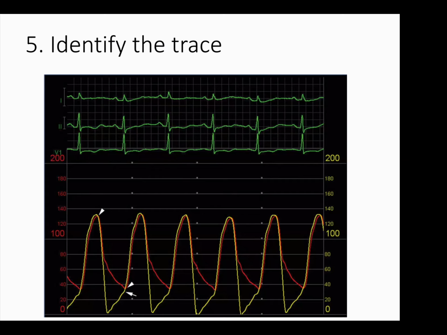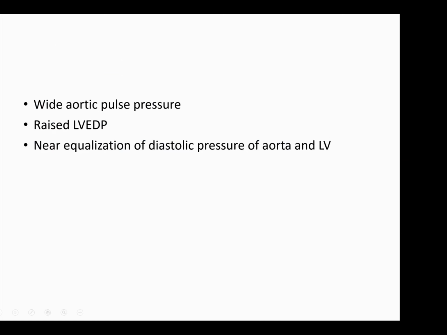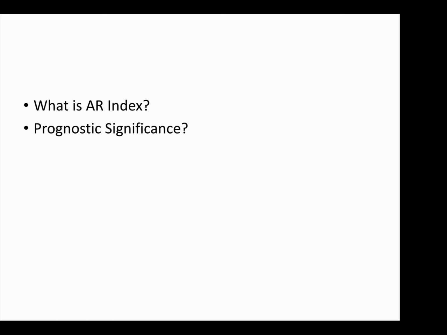What happens if this trace is taken after 6 months? After 6 months, there is a compensation in the LV. So LV end diastolic pressure will go down and there will be a separation of the aortic diastolic pressure and the LV end diastolic pressure because LV will start compensating. So now my next question is, what is AR index and what is the prognostic significance of the AR index?